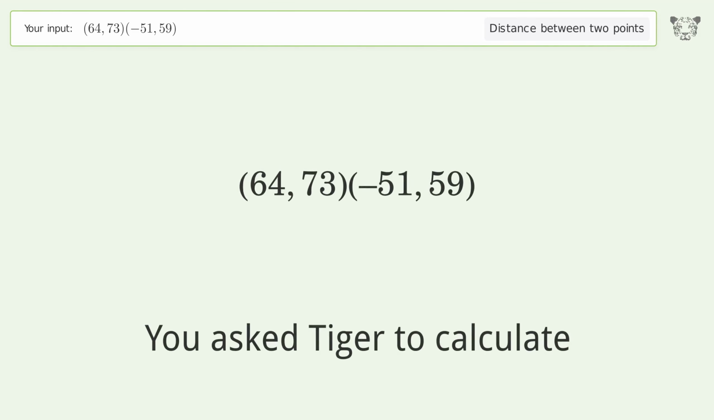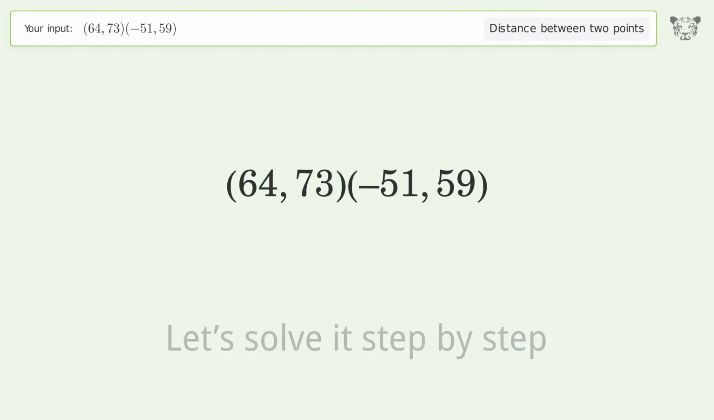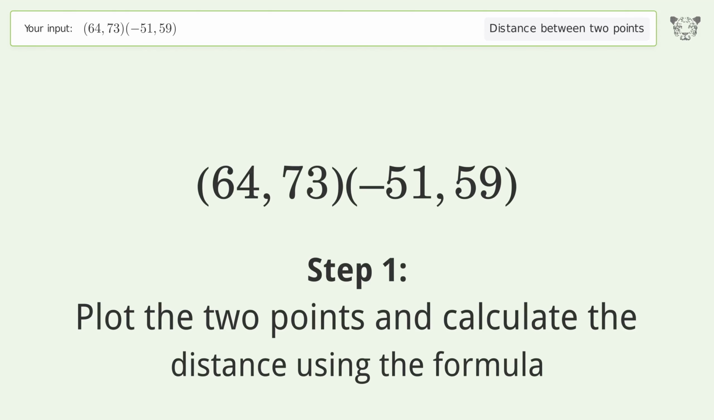You ask Tiger to calculate. This deals with the distance between 2 points. The distance between the 2 points is the square root of 13,421, or 115.849. Let's solve it step by step. Plot the 2 points and calculate the distance using the formula.